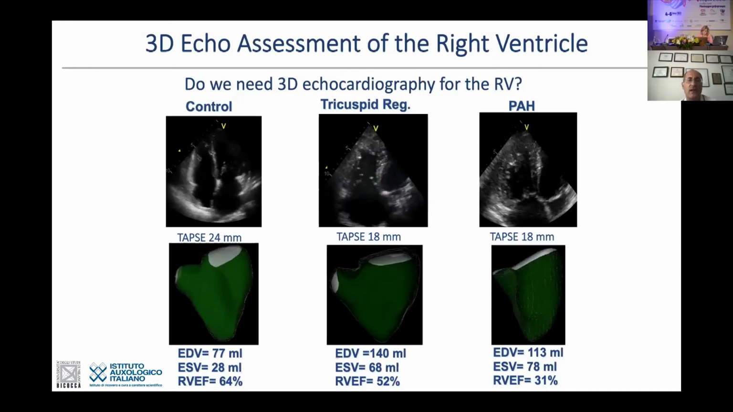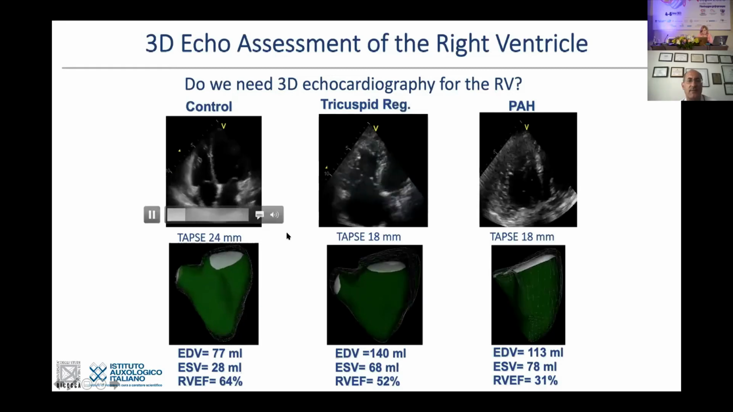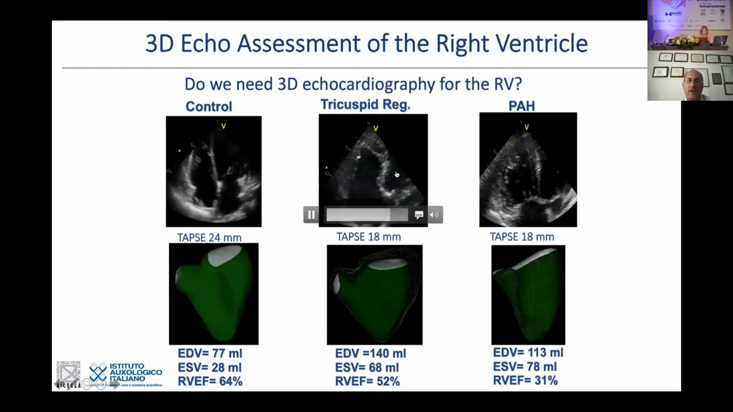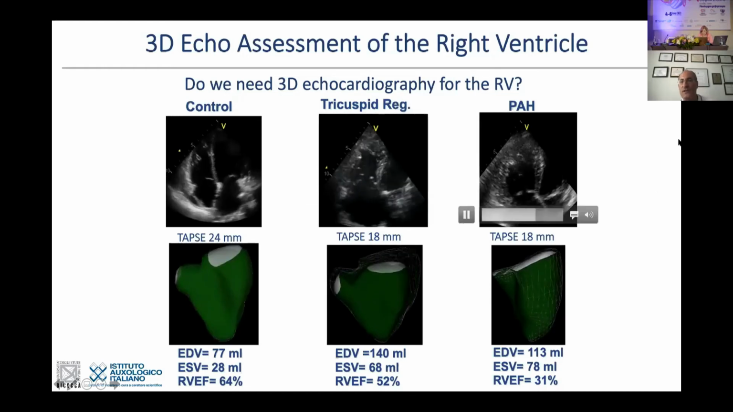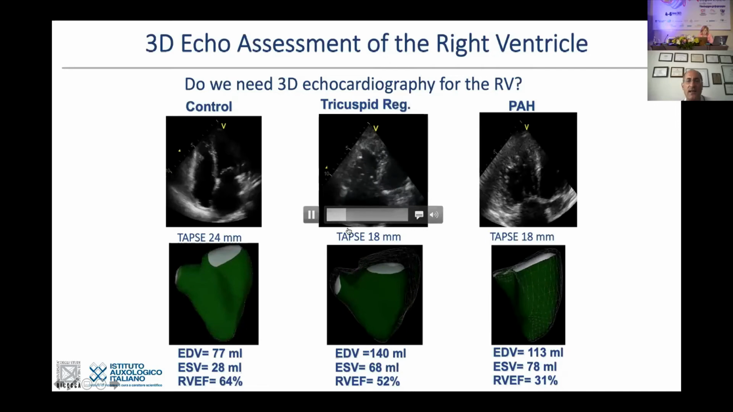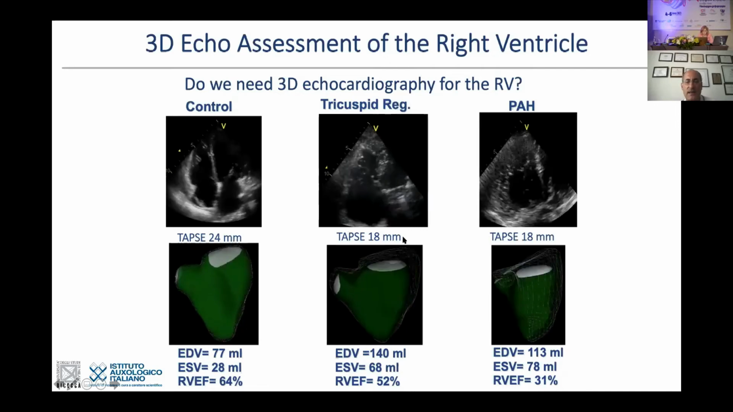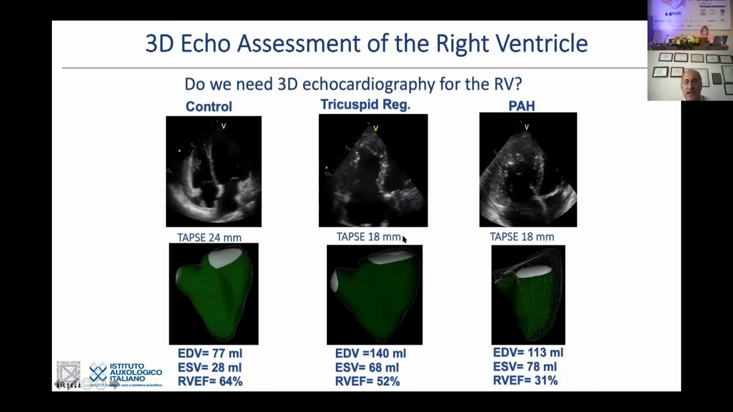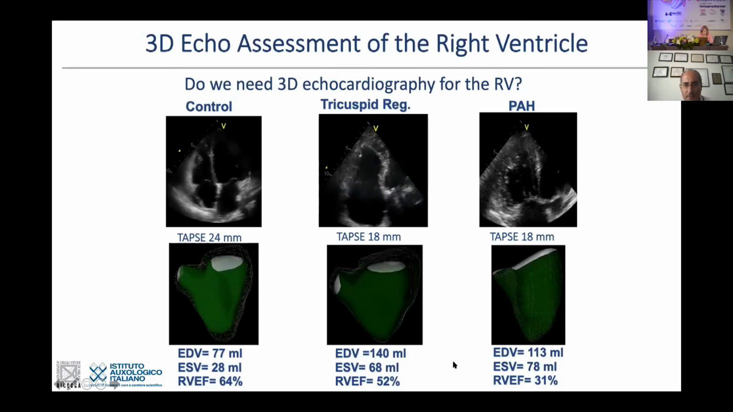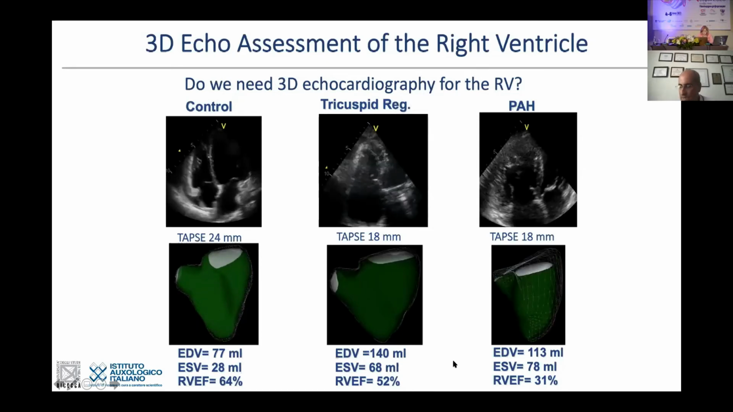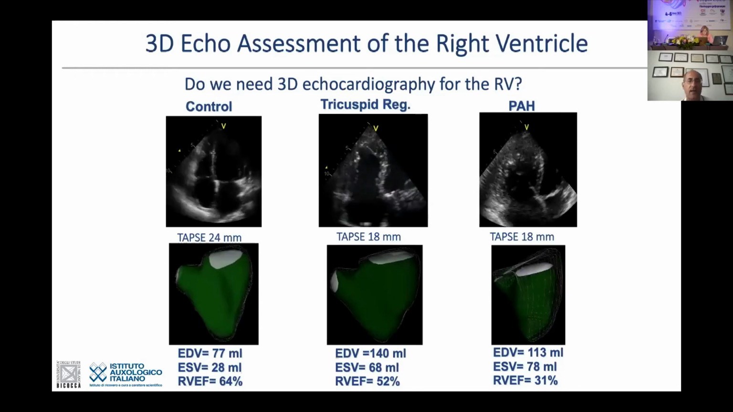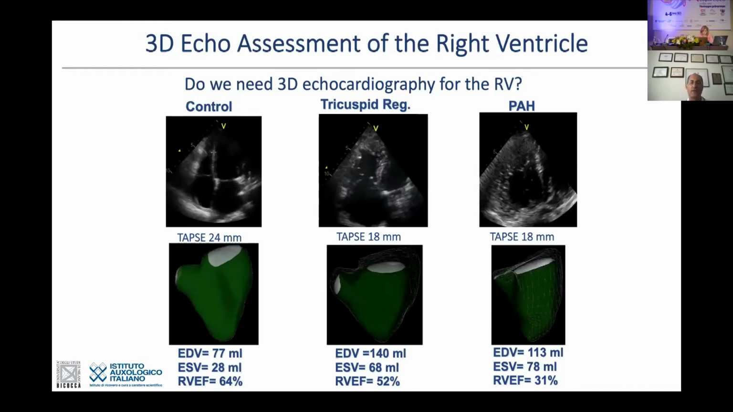Here you have 3 index patients: a completely healthy subject, on the left, as a control; a patient with the volume overload of the right ventricle, severe tricuspid regurgitation; and a patient with a pressure overload of the right ventricle, pulmonary arterial hypertension. And you see that the TAPSE of all 3, despite being a little lower in the diseased patients, is however still within the normal limits. And then we have measured the volume and the ejection fraction of the same patients. That provides much more information about the pathophysiology.